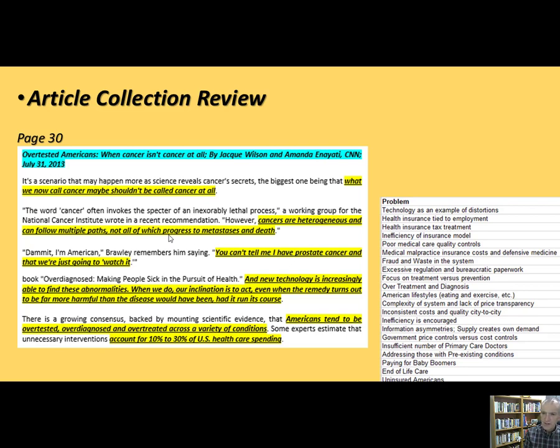So new technology is increasingly able to find these abnormalities. So what we're calling cancer now might really not be cancer. We're finding stuff today that we would not have found 50 years ago. When we do so, our inclination is to act, even when the remedy turns out to be far more harmful than the disease would have been had it just run its course.